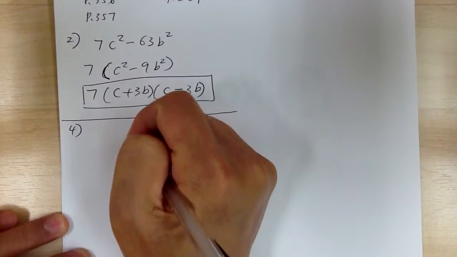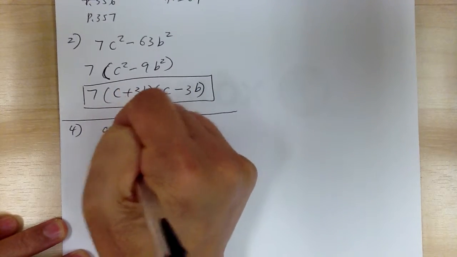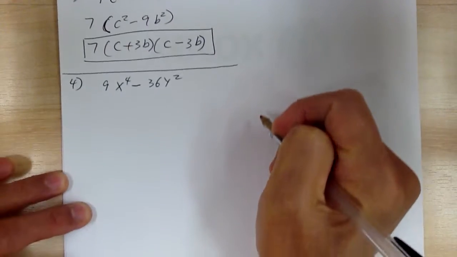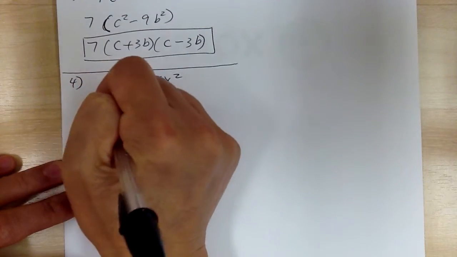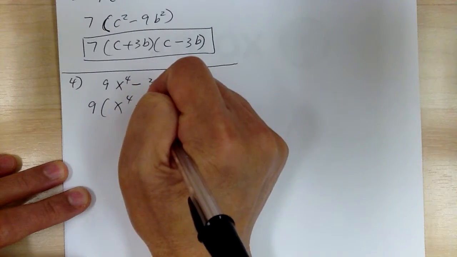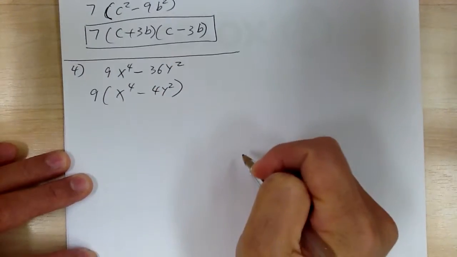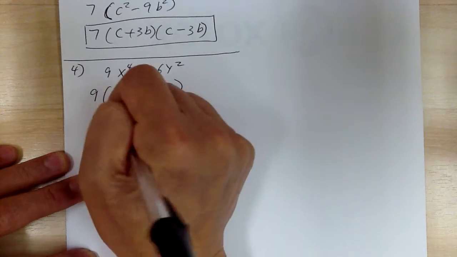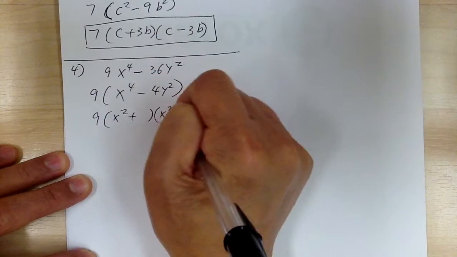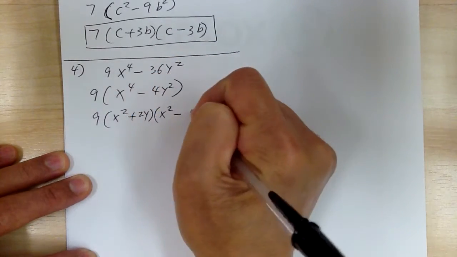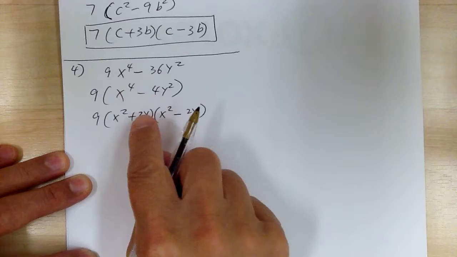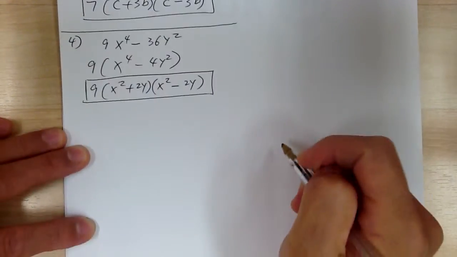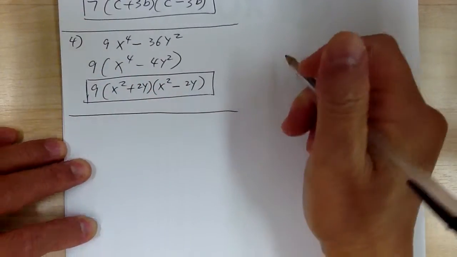So let's go to number 4. You have 9x to the 4 minus 36y squared. So again, step 1, common factor. Factor out the 9. Step 2, difference of square. So you get x squared plus minus, and this will give you 2y and 2y. Right? 2 times 2 give you 4, y times y give you y squared, and that's it. So that's your step 1 and step 2.